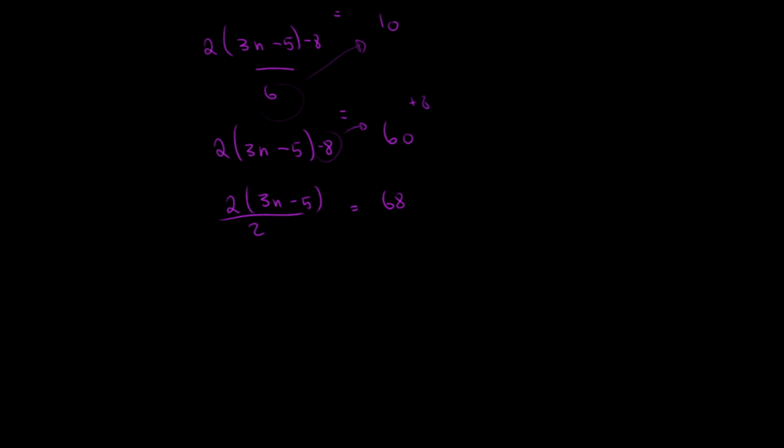Now, we can divide both sides by 2. That gives me 3n minus 5 is equal to 34. Transfer from left to right, plus 5. That gives me 3n is equal to 39. And we can divide both sides by 3. That gives me n is equal to 13.